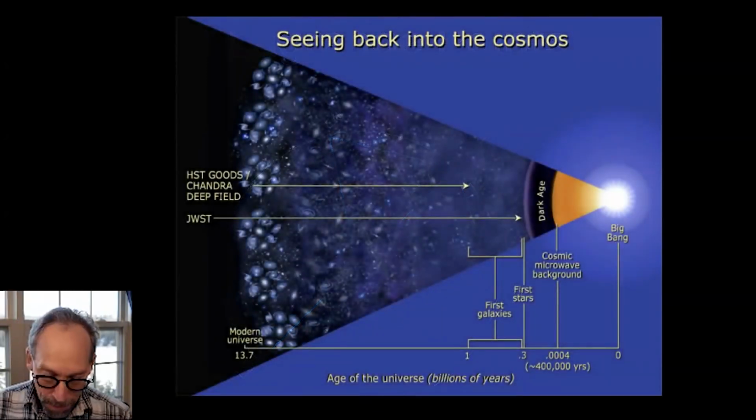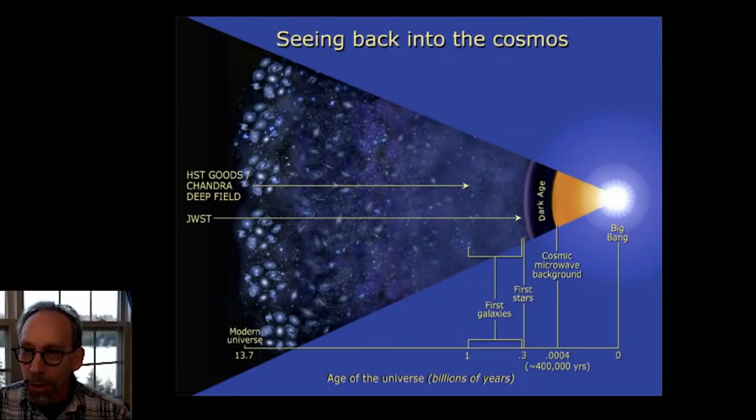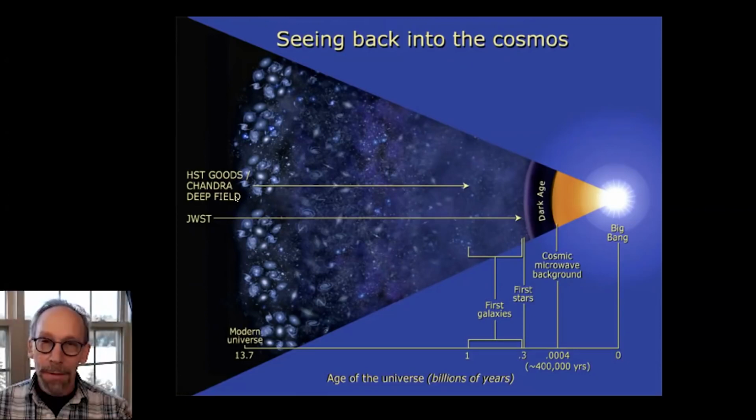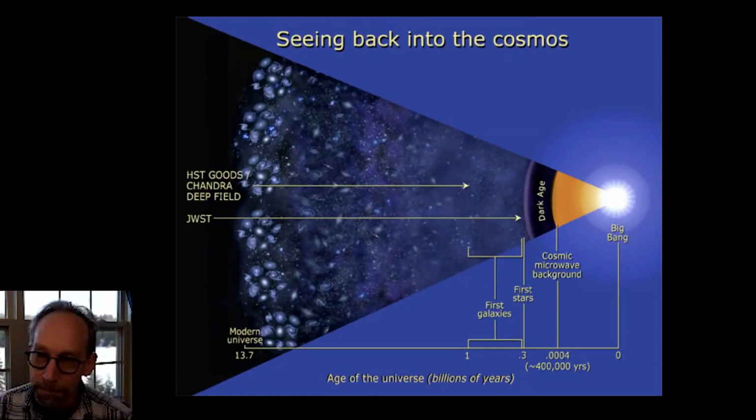But there's another very important difference between the James Webb Space Telescope and the Hubble Space Telescope, and it comes from what it's trying to see. Here's an image of looking back in the cosmos, and the point is, as we start out at the Big Bang and go forward in time, the cosmos gets bigger.